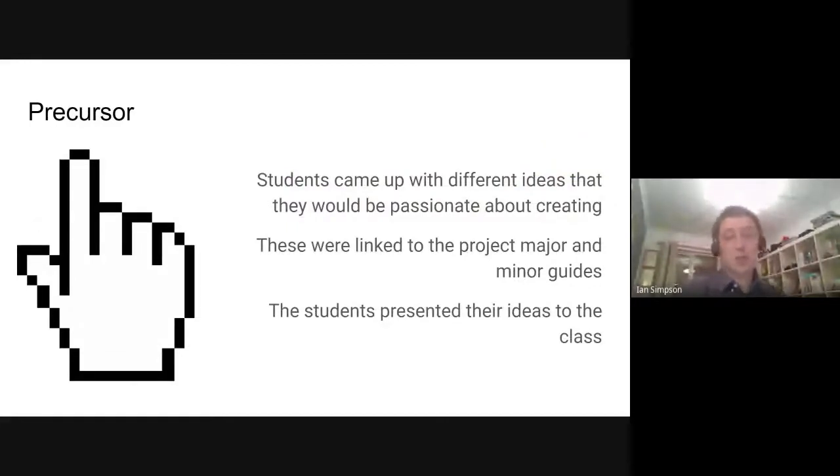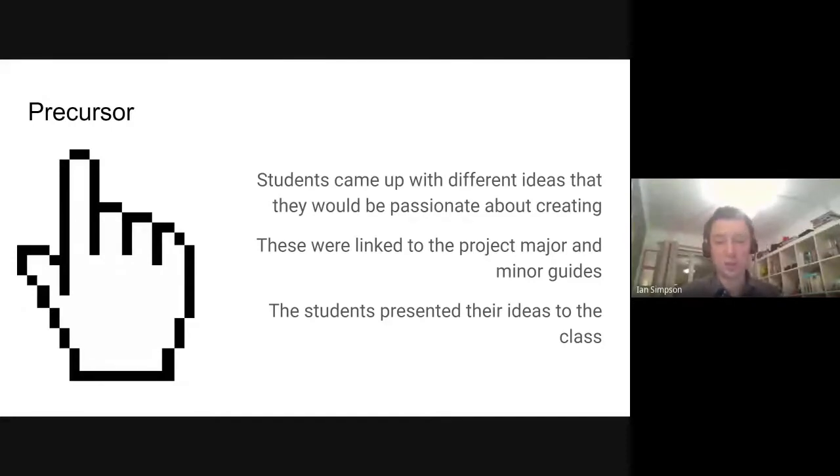So just to cover what we did in June, just in case you're thinking of doing it as well. They came up with different ideas that they're passionate about creating. We talked about them over our weekly video meets. We do it in class as well. And then I got them to think about how each of their ideas were linked to the project major and minor guides. I call it the major and minor guides, but it's basically the pages in the advanced higher project guidance that says, if you go for the software development project, that's the major, and then your minors are your database and your web design. So they had to investigate those, understand and choose which concepts they were going to use when they were going to create their project.